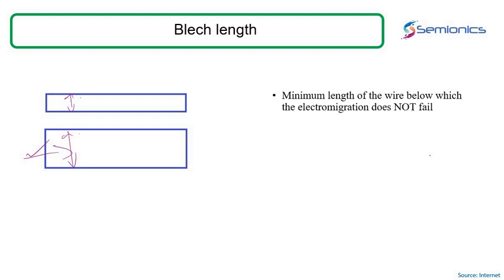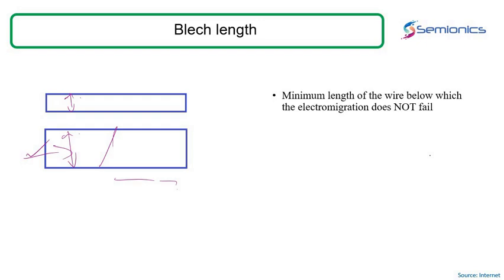Now, keep in mind that EM is a time dependent issue. When I say time dependent, what I mean to say is it happens in due course of time. It's not that because there is a sudden flow of current, the wire would fuse out. No, it's not like that. It happens in due course of time.